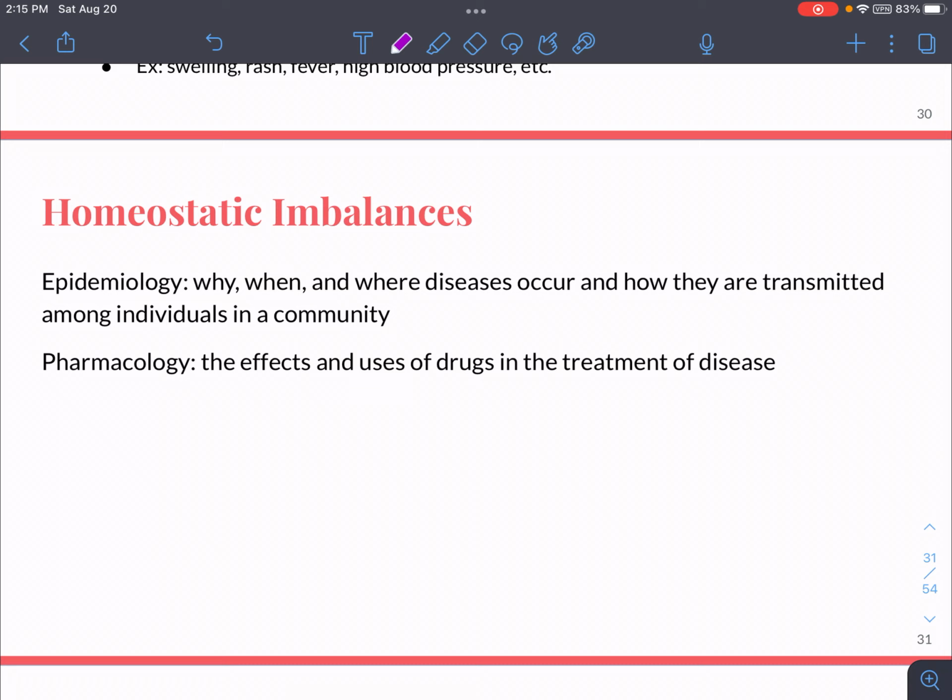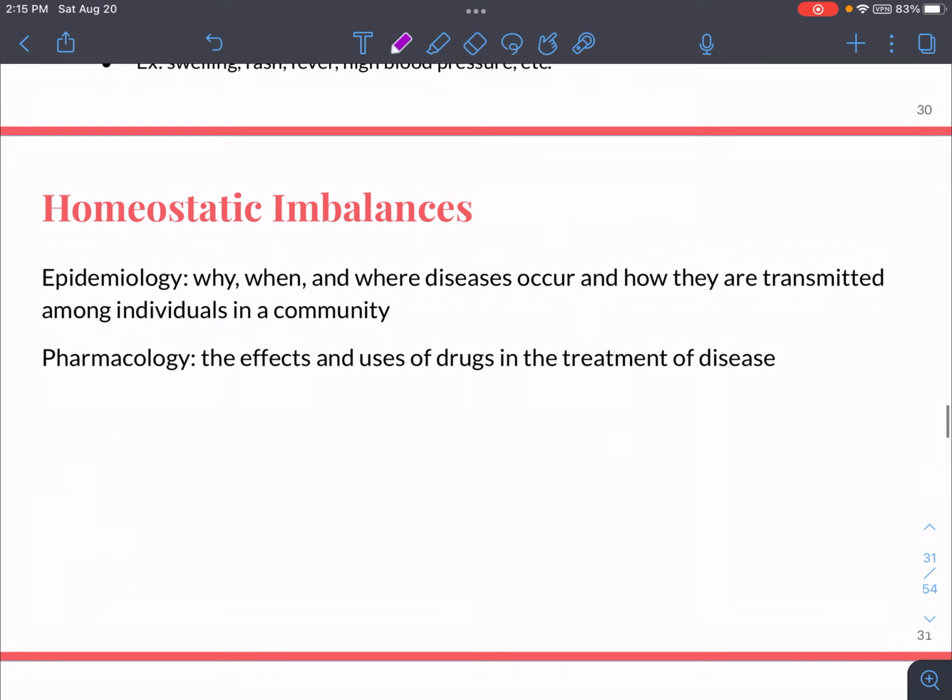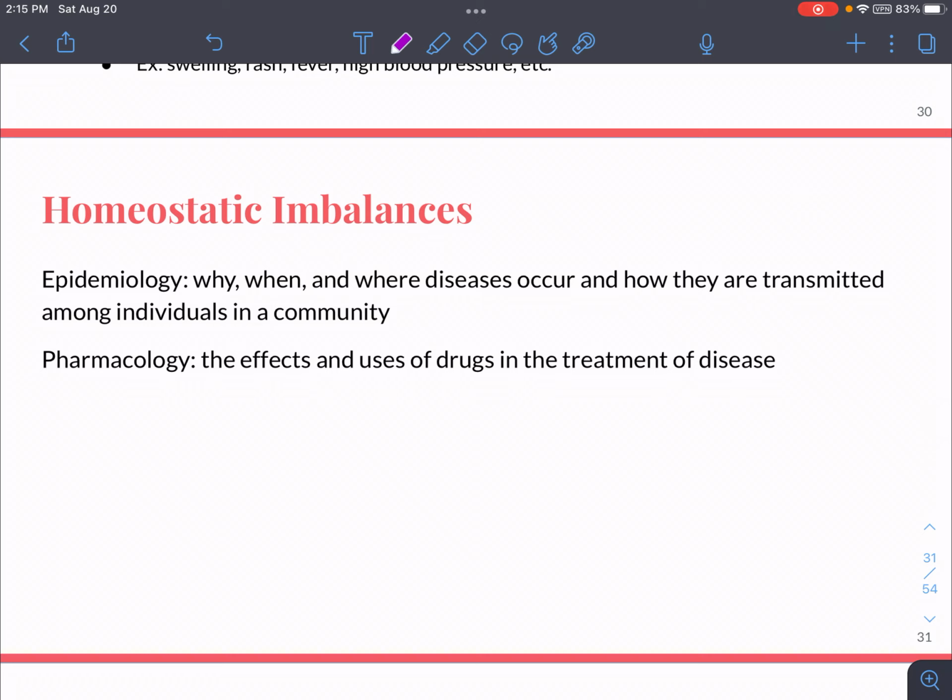Pharmacology is the study of the effects of drugs. So we've all taken Tylenol or ibuprofen. Ibuprofen is more for muscles or body aches types of things. Tylenol works well with fevers. That's all been studied on how that stuff works.